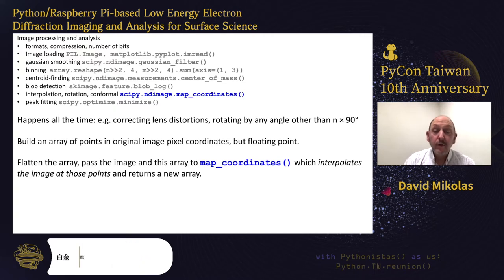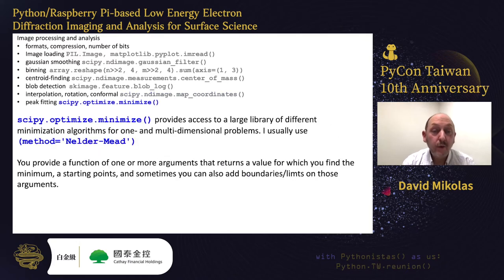Okay, so you build an array of a grid in any shape that you like, and it will reinterpolate that grid on your image into a new image.